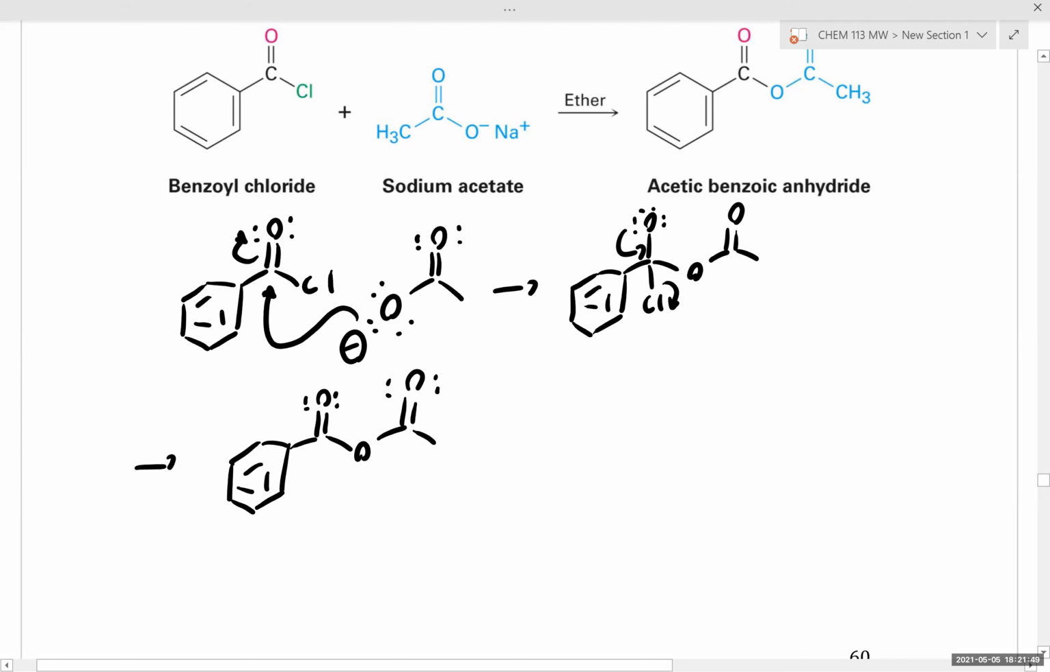Does this mechanism make sense to everyone? Does everyone see how we can prepare asymmetrical anhydrides? Perfect, perfect.